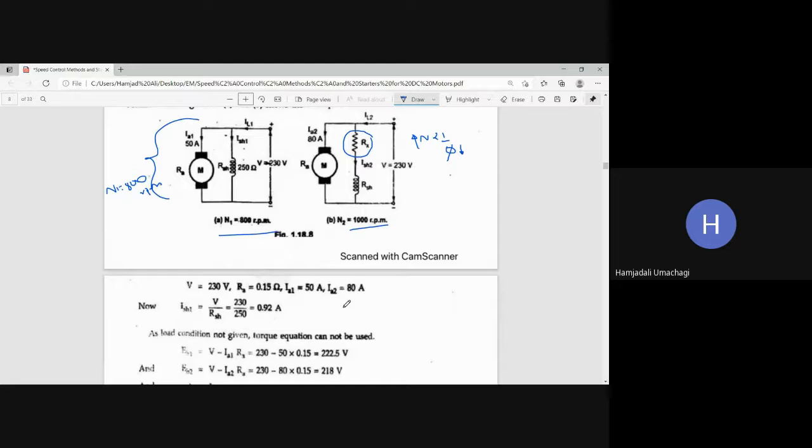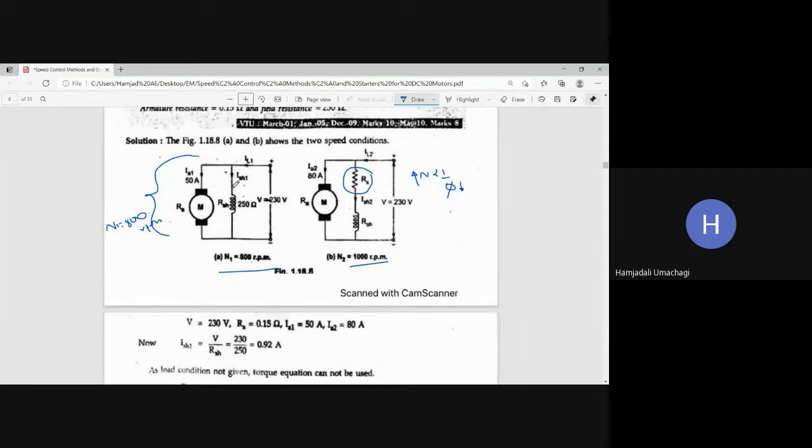Now calculate the initial field current ISH1. This ISH1 is V by RSH, which is going to be 230 by 250. It will be 0.92 ampere.